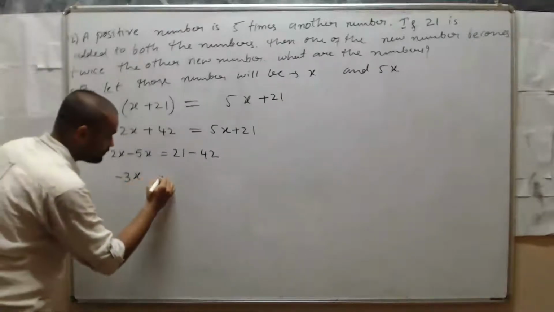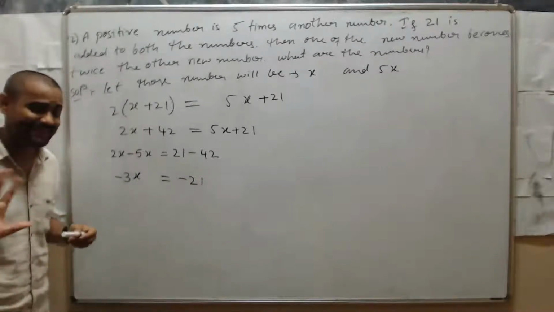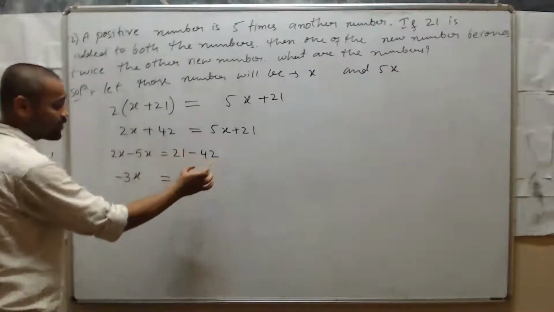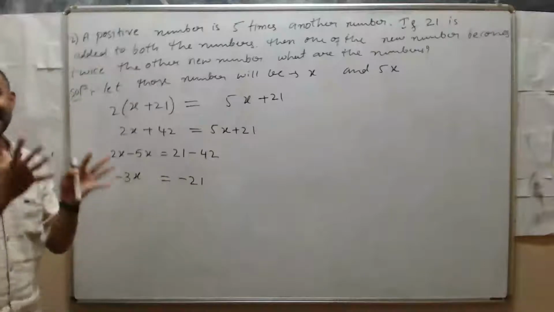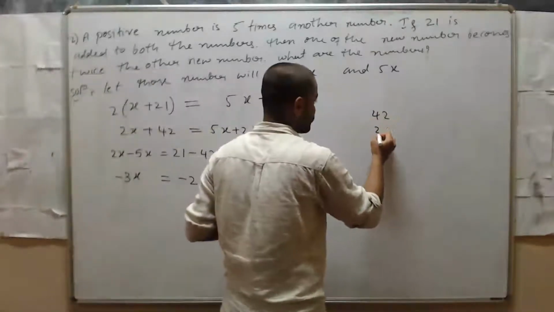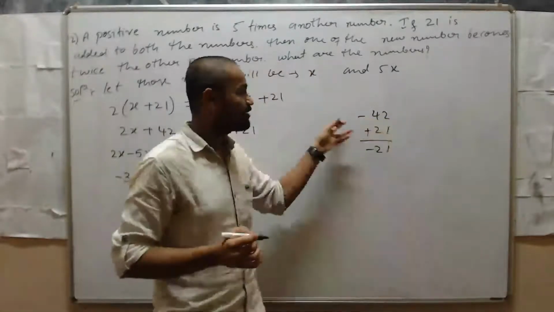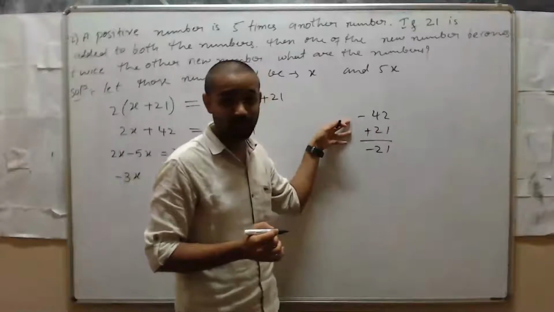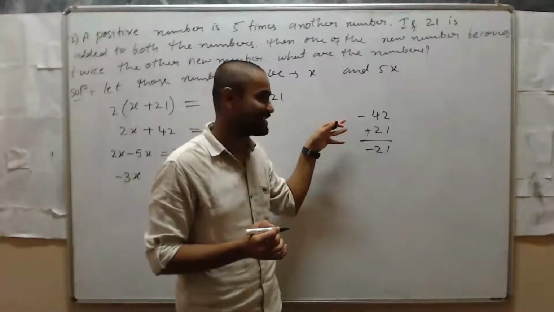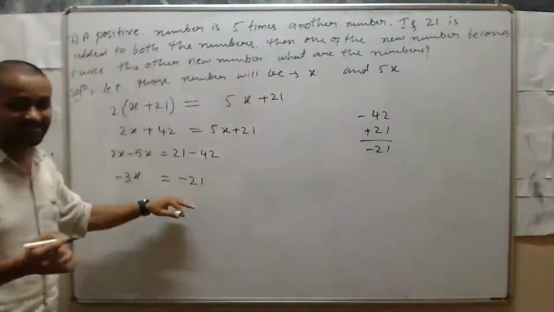Then minus 21. Why sir? Sir, you will directly get it. No sir, 21 minus 42 will be 21, which is minus 21. See here, 42, 21. Minus is there, plus is there. We have to separate them. Why? Because the two symbols are different. That's why we have to subtract, and the answer will be minus 21.